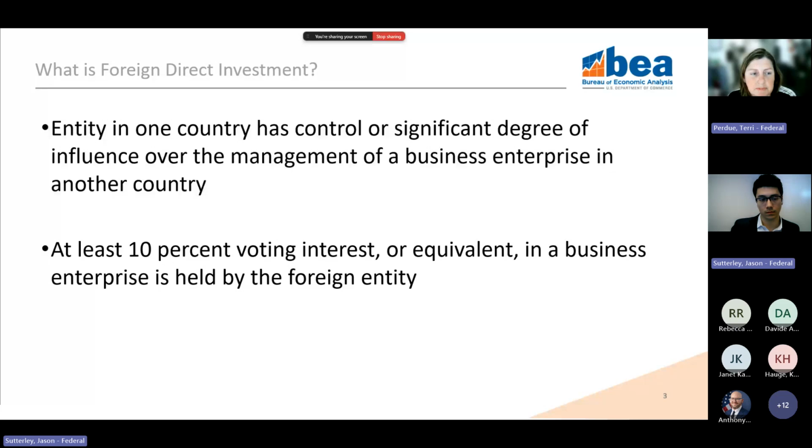So what is foreign direct investment? This occurs when an entity in one country controls or has a significant degree of influence over the management of a business enterprise in another country. Entity is a broad term. For example, individuals, corporations, or governmental agencies are all considered entities. When we say control, we mean that the foreign entity has at least 10% of the voting interest in a business enterprise. Voting interest or equivalent is an international definition that separates direct investments from more passive portfolio style investments.